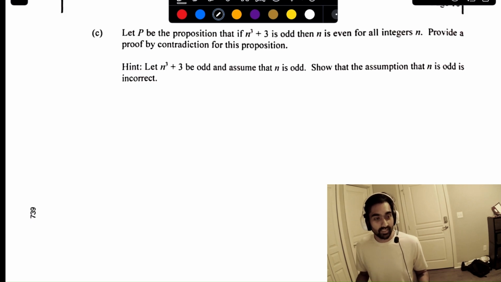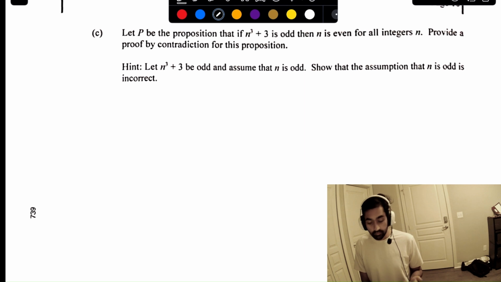Now let's do part C, which I think was the most difficult question in this entire paper. It's also something that CAPE has not asked before, this particular type of question, but it is in the syllabus. So it's a good idea to get used to the techniques used to answer this question, because it's very possible that they ask this again.